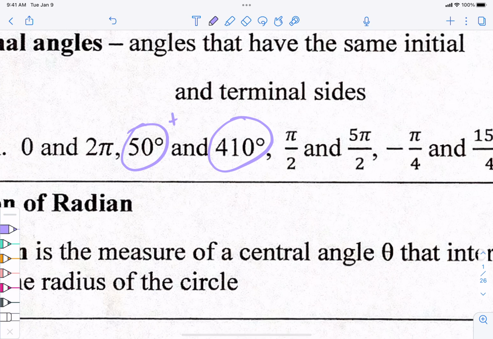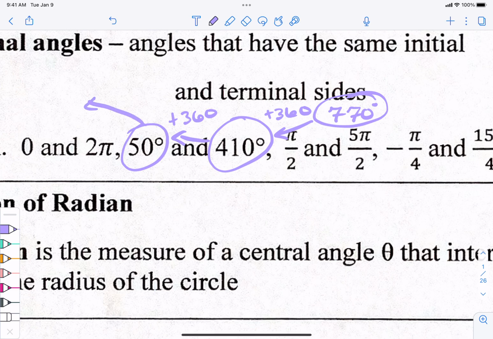360. You just add 360 each time, right? Like if I added another 360 onto 410, that would be 770 degrees, another co-terminal angle. These are all co-terminal. They end at the same spot. If I subtract 360, do you know how much that is? Negative 310. Negative 310 degrees, okay? I'm subtracting 360.